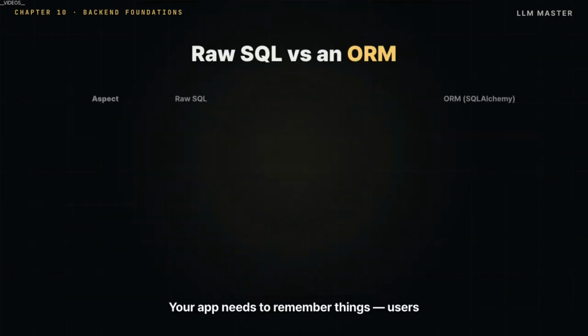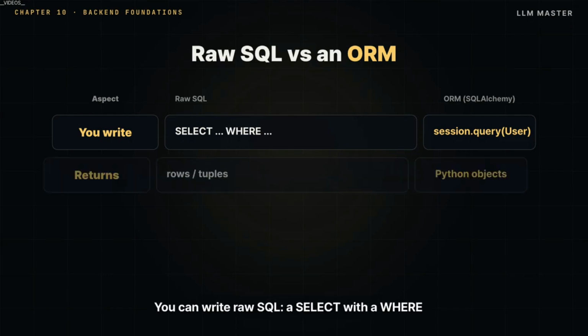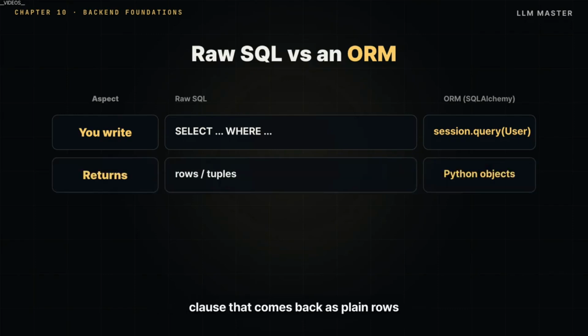Your app needs to remember things, users, conversations, message history, and that lives in a database, almost always a relational one built on tables, rows, and SQL. You have 2 ways to talk to it, and the choice is a real trade-off. You can write raw SQL, a select with a where clause that comes back as plain rows.